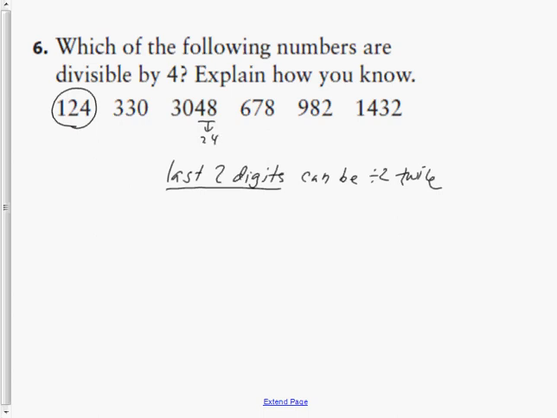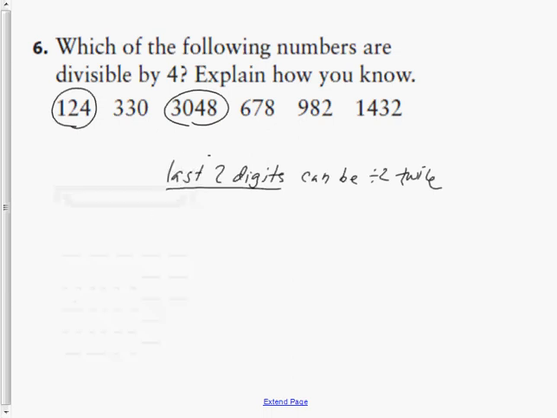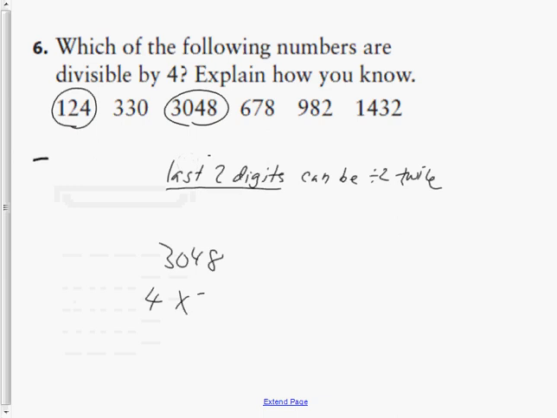48 divided by 2 is 24. I can do it again and get 12. So therefore, 3048 does have 4 as a factor, and I can check with my calculator. 3048 divided by 4 equals 762. So therefore, if I was looking for the factors of 3048, let me just double check that again. 3048 divided by 4 is 762. So therefore, 4 times 762 is one way to get 3048. So 4 is a factor of 3048, and so is the number 762. They are both factors of that big number.